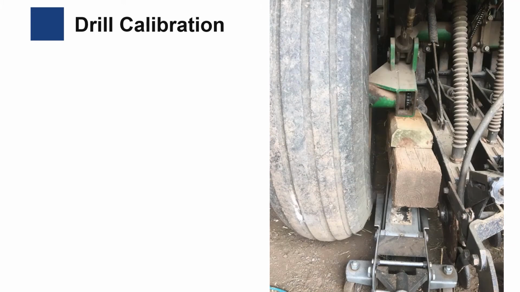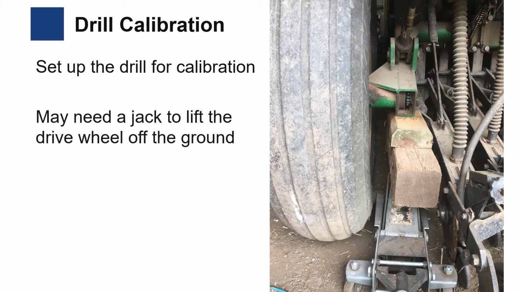Now we will need to set up the drill for calibration. Stationary calibration is accomplished by simulating drill operation. The seed delivery system of the drill is operated much in the same way as it is when being pulled across the field by turning the drive wheel the number of turns determined in step 2. Stationary calibration is done by lifting the drive wheel above the soil surface so it can spin freely. Some type of hydraulic shop jack is often used to accomplish this.